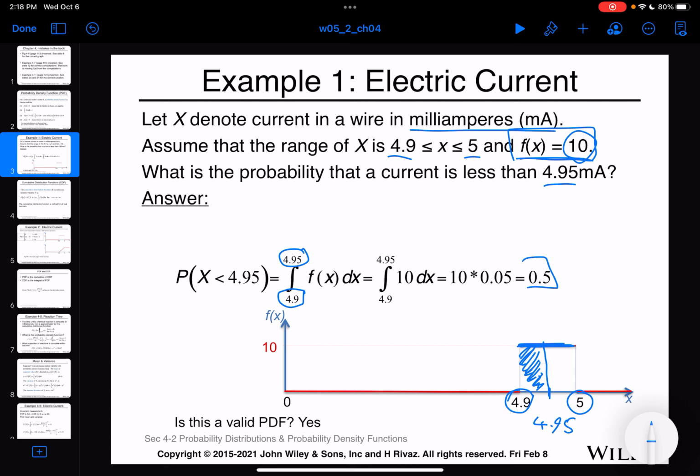And we see one example here. The function itself is more than 1, but the area under the curve is always less than 1, or equal to 1 if we calculate all of the area, right? So remember, PDF is not probability. It's the integral of the PDF that's probability.